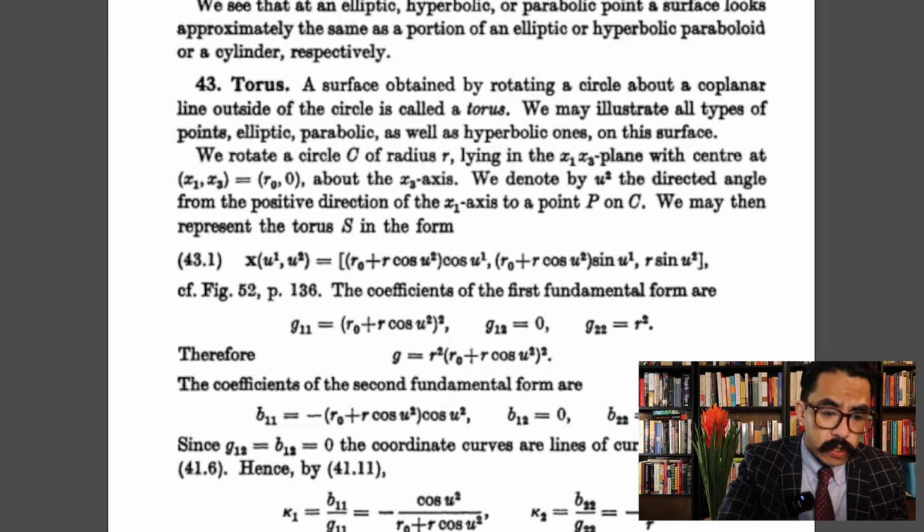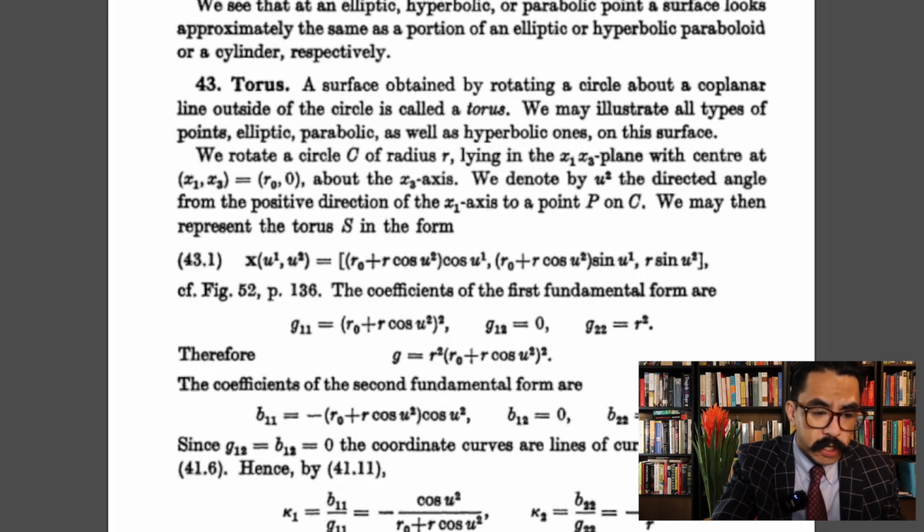We denote by u2 the directed angle from the positive direction of the x1 axis to a point P on C. We may then represent the torus S in the form x(u1, u2) equals, element-wise, (r0 + r cos u2) cos u1 in the first entry, then (r0 + r cos u2) sin u1 in the second entry, and in the third entry, r sin u2. See figure 52 on the next page.